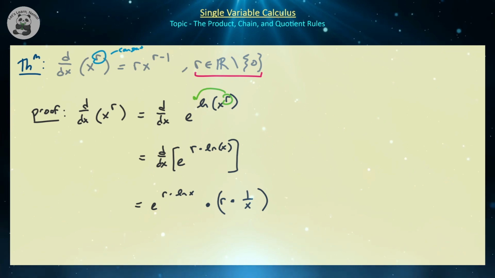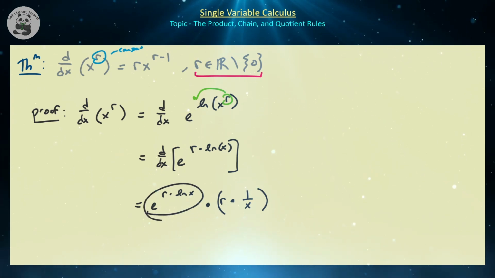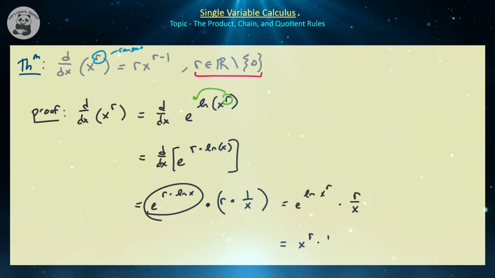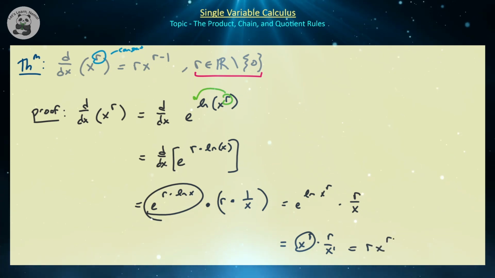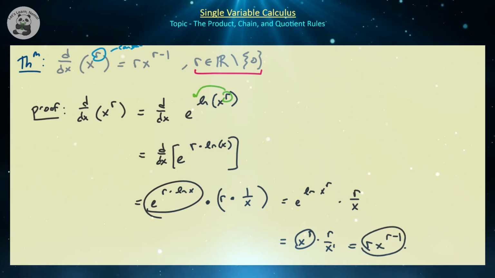Right? So here, what do we have? So obviously we can rewrite that back into the original form, because that's just e to the natural log of x to the power of r, and that's going to be just r over x, and that's obviously equivalent to writing x to the r times r over x. We have r x's on top, we have 1 x on bottom, so that's just going to be equal to r times x to the r minus 1, right? And that's the rule which we set out to prove.